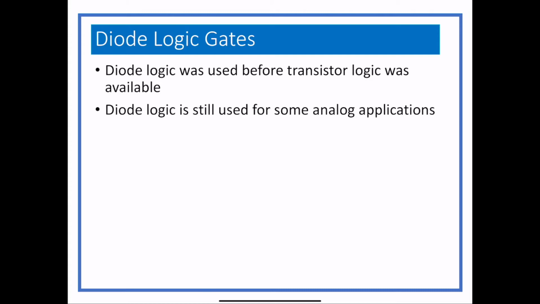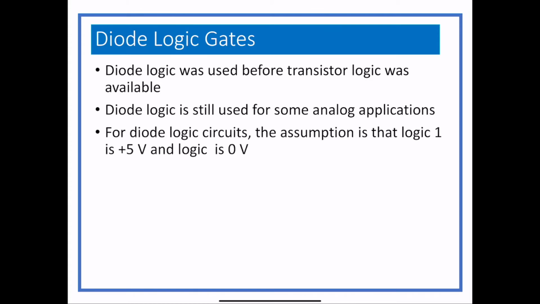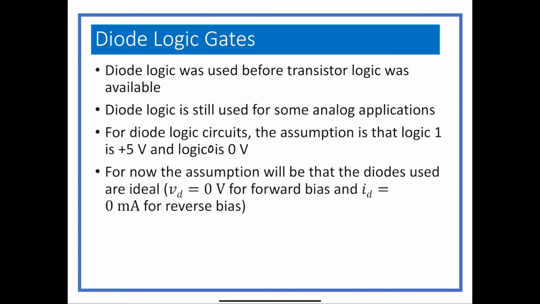So for diode logic circuits, we make an assumption. We assume that logic 1 is +5 and logic 0 is 0. There's a 0 missing there, so that should be 0 right there. Don't know where that went. And we're going to assume in this particular part that the diodes are ideal, which means that the voltage is 0 for forward biased and the current is 0 for reverse bias.